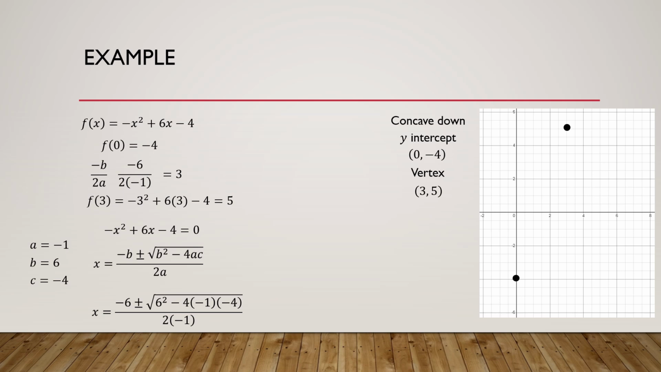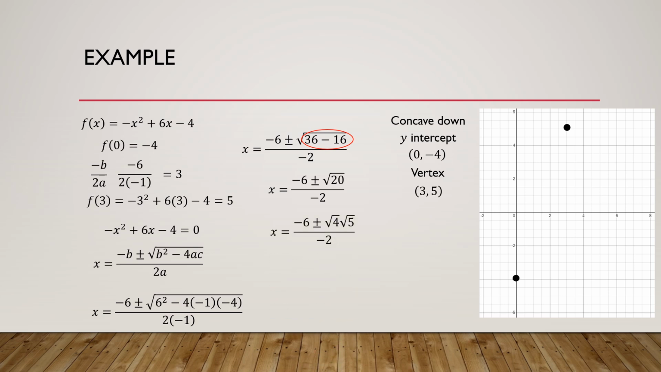Fill in the equation and simplify. Inside the radical, 6 squared is 36, and negative 4 times negative 1 times negative 4 is negative 16. 36 minus 16 is 20. Since 20 is 4 times 5, the square root of 20 simplifies as the square root of 4 times the square root of 5, or 2 times the square root of 5. The two terms in the numerator and the denominator can all be divided by negative 2 to give us the final answer of 3 plus or minus the square root of 5, which is approximately equal to 0.76 and 5.24.